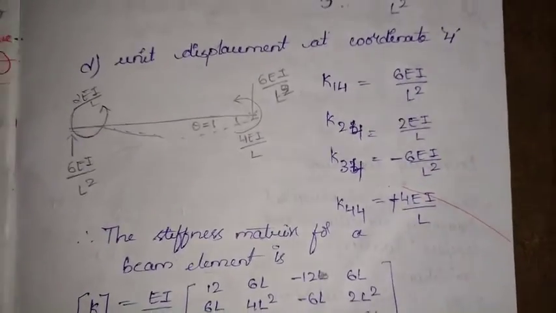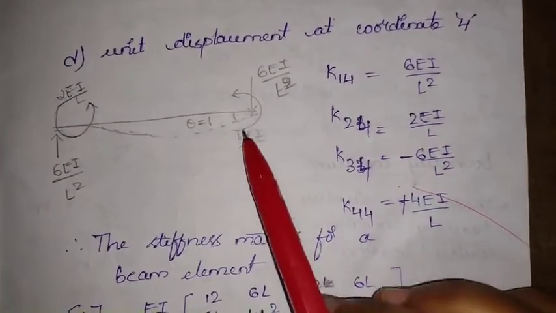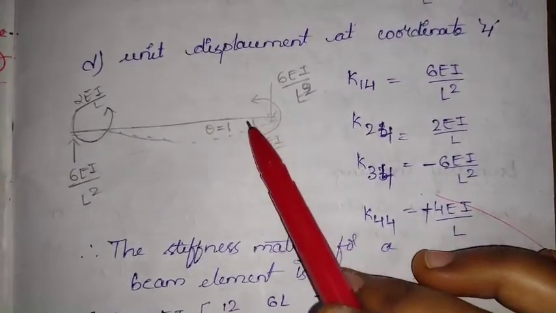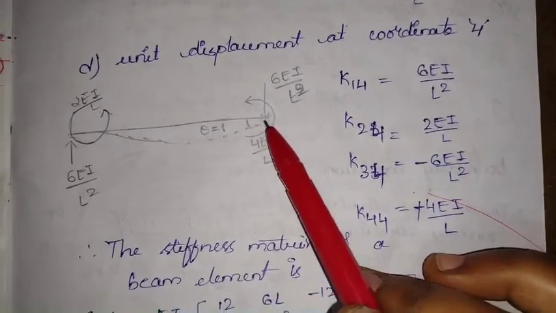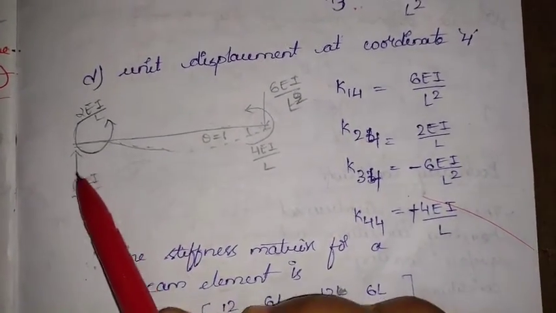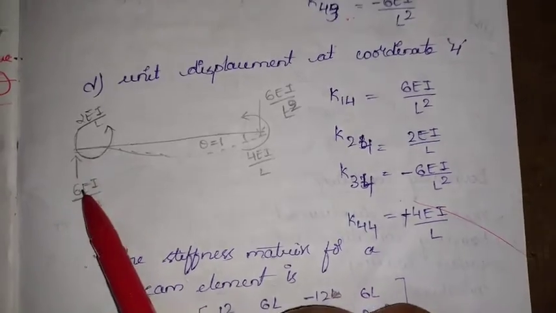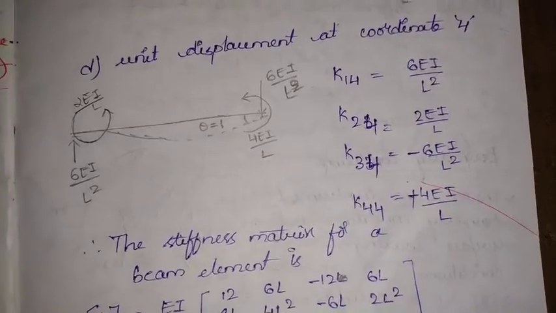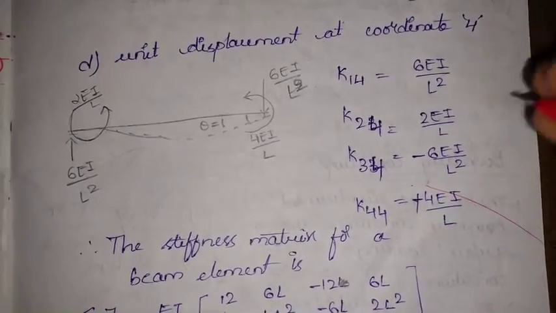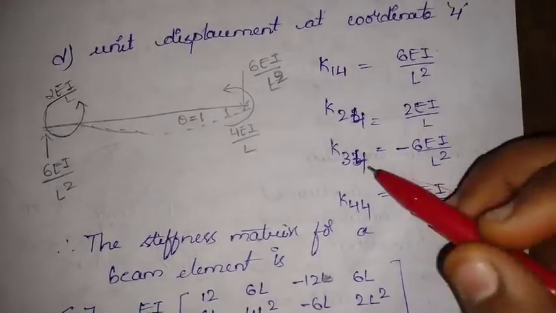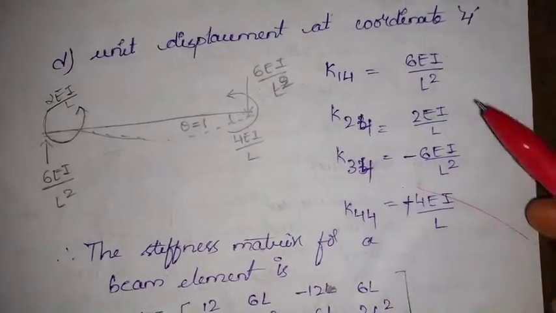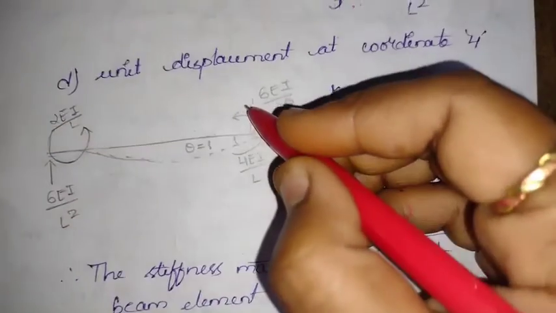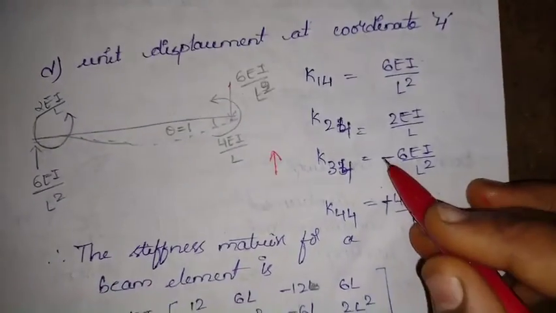Coming to unit displacement at coordinate 4, that is 4 is nothing but the moment, the anti-clockwise movement, it will be going downward. If it is in downward direction, something should be there in the opposite direction, that is upward one. So if it is upward, it will be anti-clockwise. K14, 1 4 is nothing but one reaction and one moment, that is 6EI by L square, and K34 is also reaction and moment, that is 6EI by L square, and 3 is in upward direction we have considered, but here it is in the downward direction, so it would be negative of that.